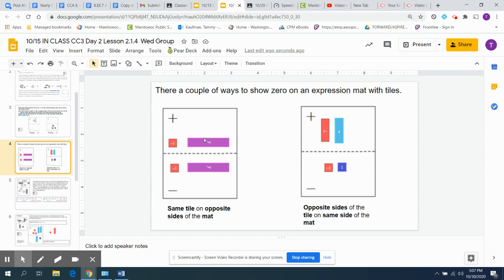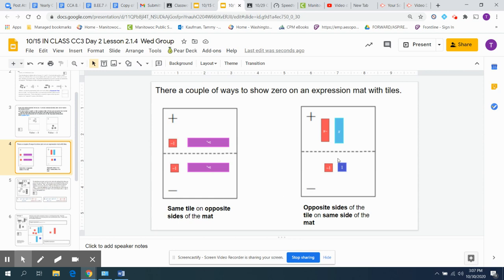So zero is made when, in two different ways, you can use the same tile on opposite sides of the mat. So this makes zero because y plus negative y is equal to zero. And this makes zero because negative one plus the opposite of negative one equals zero. So if you have the same tile on the different sides of the mat, that equals zero.